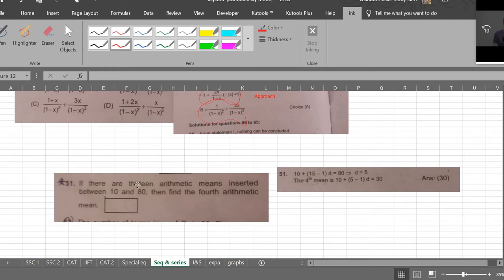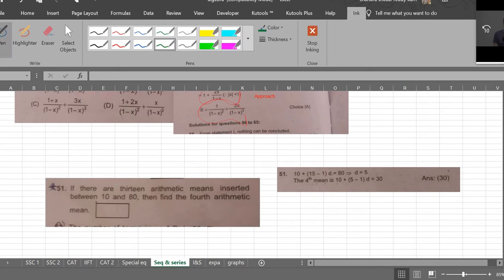If there are 13 arithmetic means inserted between 10 and 80, which means this is the first term and then this is the 15th term, right? What is the fourth term? Fourth mean. So we can consider it as the fourth term and we can find it like this.